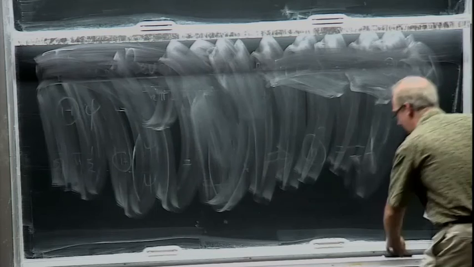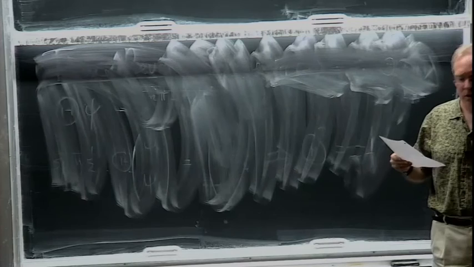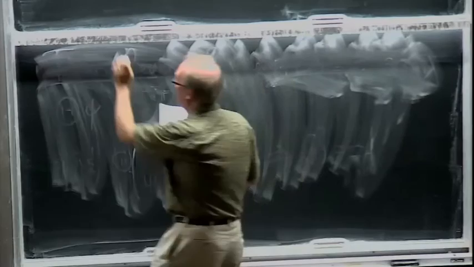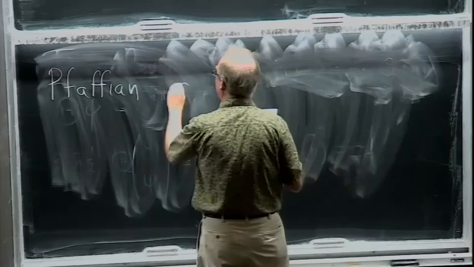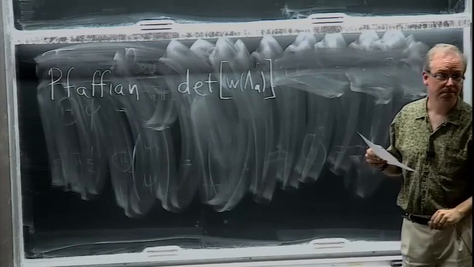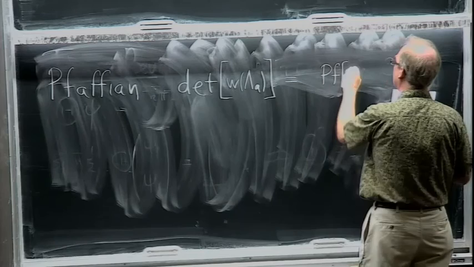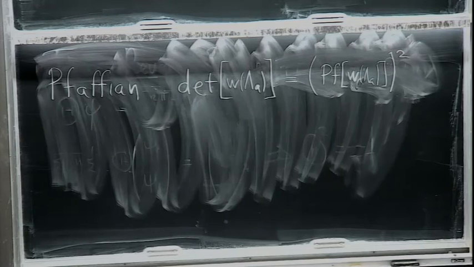But what I can say is that at these special points, W is anti-symmetric. And anti-symmetric matrices have a very magical property, which is that they have a Pfaffian. Nick told us about the Pfaffian yesterday, and the Pfaffian has the property that the determinant of an anti-symmetric matrix is a perfect square, and it is the square of the Pfaffian. It's an amazing property of skew-symmetric matrices that their determinant is a perfect square.